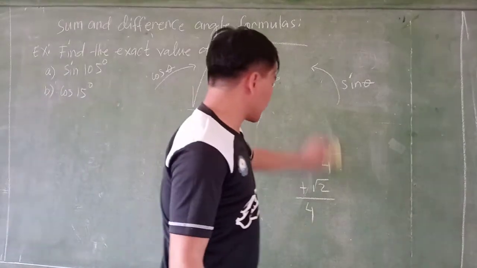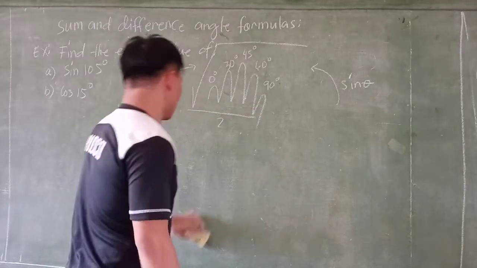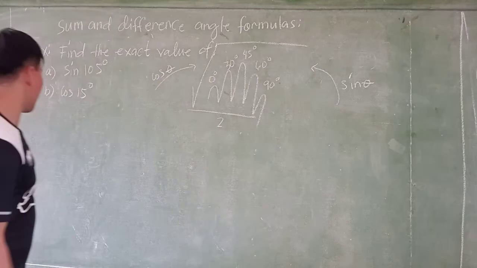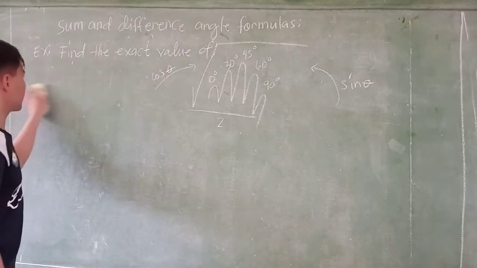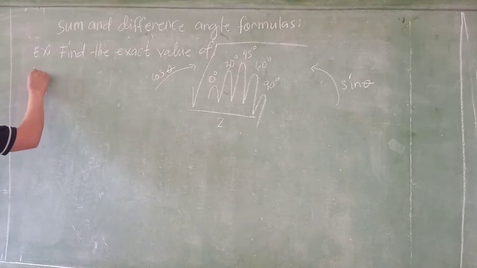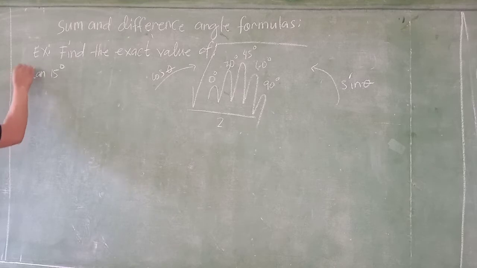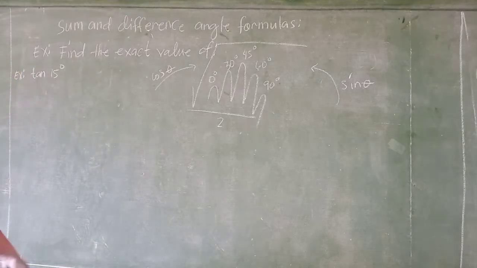Okay, what about for tangent? We'll have to use, for tangent, the difference formula. Let us try to find the exact value of tan of 15 degrees. This one is our another example. Find the exact value of tan of 15 degrees.